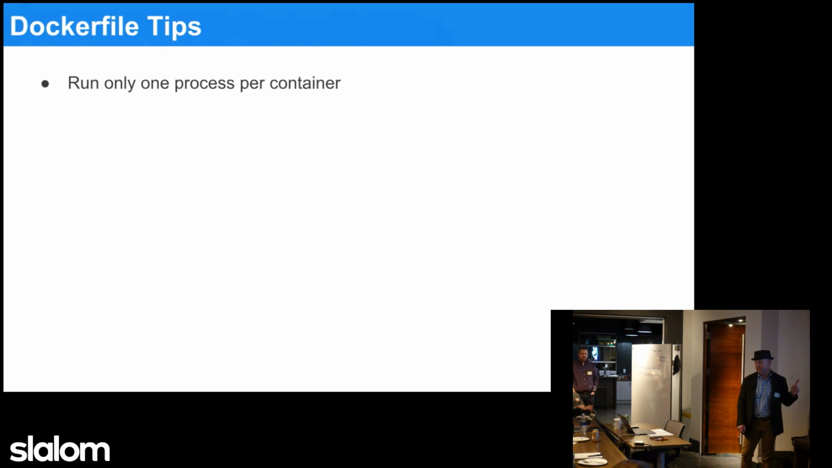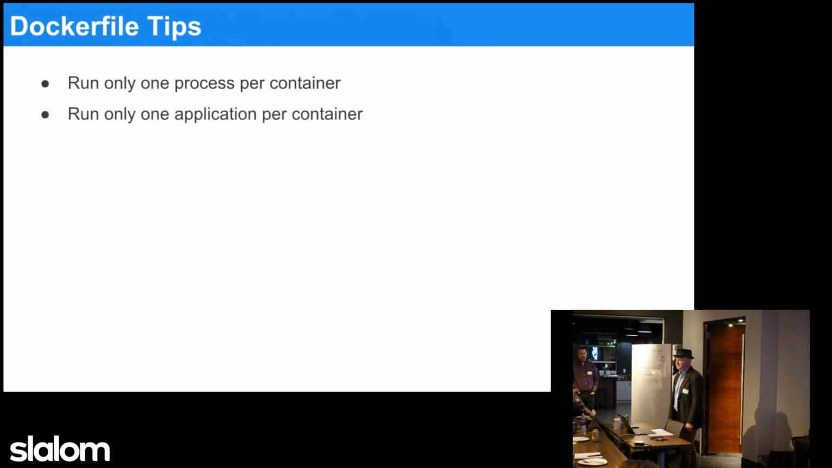So Docker file tips. When you are writing one of these Docker files, run only one process per container. That isn't necessarily required, but your life will be hell in production if you don't do that. I'm going to talk about this a lot, and I'm going to beat this horse to death. Run only one application per container. In your container, you are going to run your app. If your app has two different services, run them in two different containers. Each container should have one executable running.